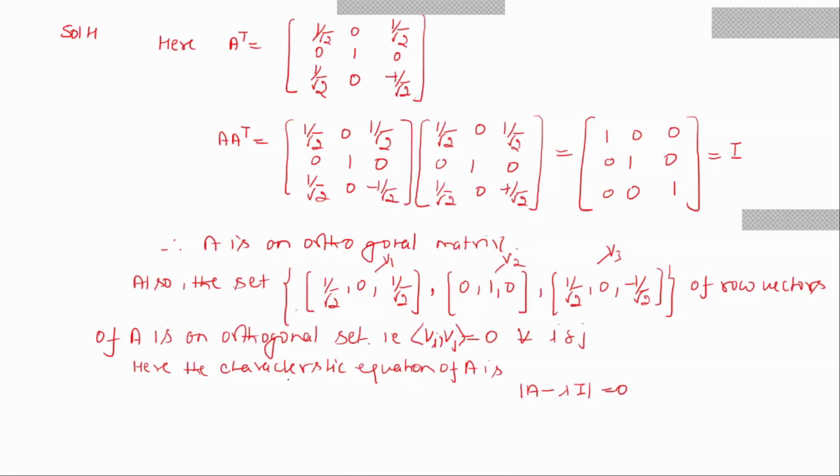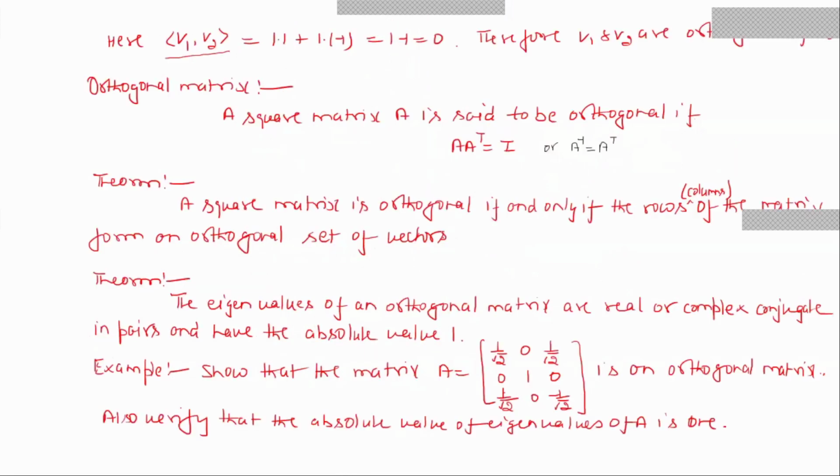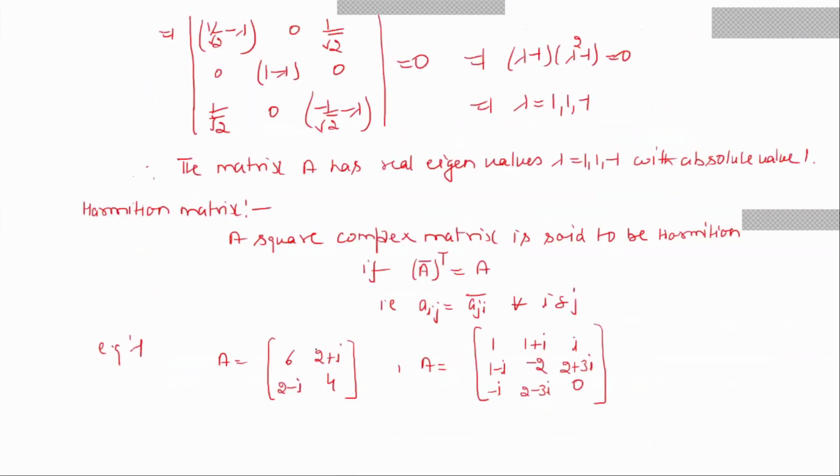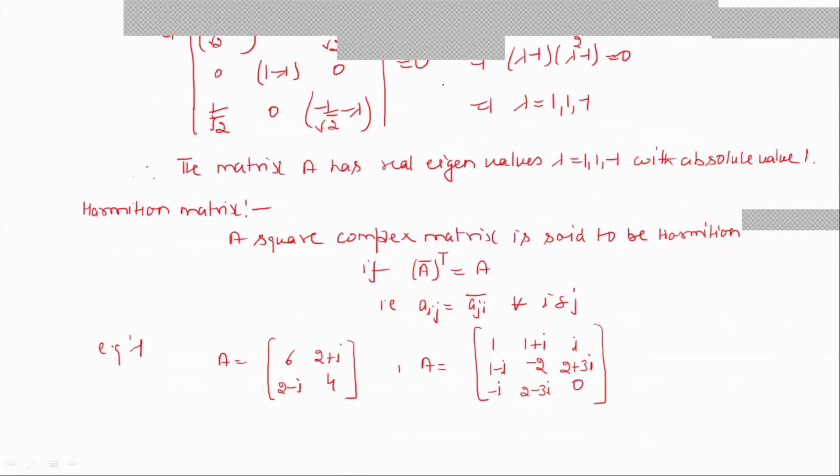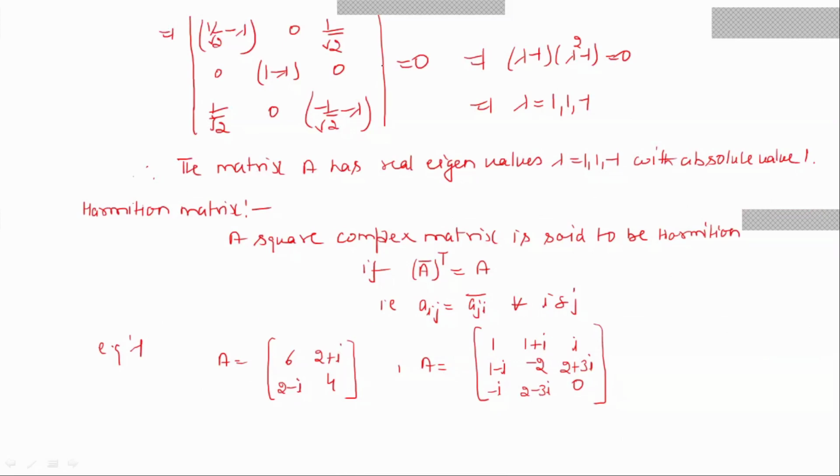Now find the eigenvalues of the A matrix and prove that the eigenvalues are either real or complex conjugates in pairs and have absolute value 1. If you calculate here, you will get the characteristic equation (lambda minus 1) into (lambda squared minus 1) equal to 0, which implies lambda is equal to 1, 1 and minus 1. The matrix A has real eigenvalues.